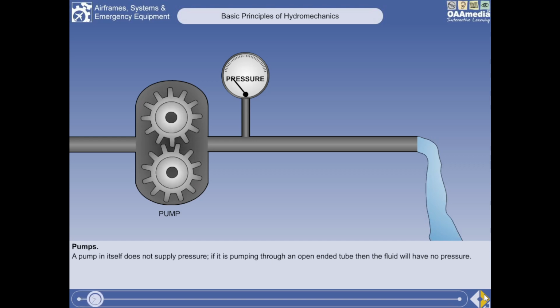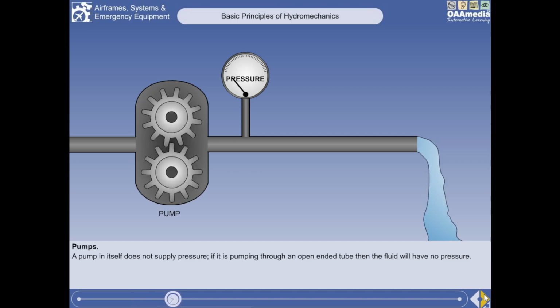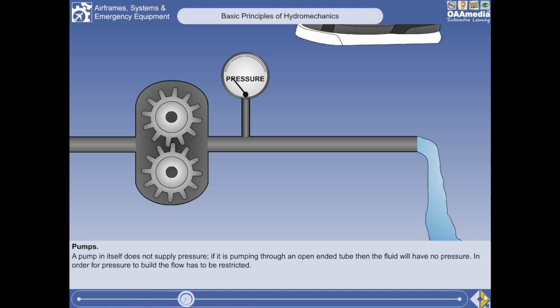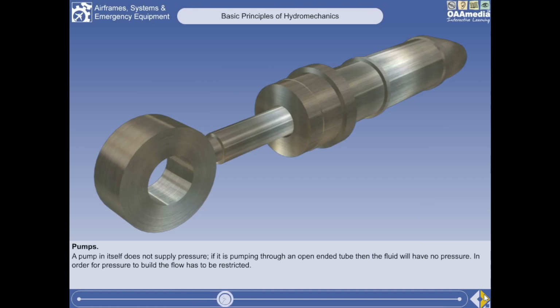For more complicated aircraft systems, a pump is required to deliver a flow of liquid into the system. It is worth noting that a pump in itself does not supply pressure. If it is pumping through an open-ended tube, then the fluid will have no pressure. In order for pressure to build, the flow has to be restricted. In aircraft hydraulic systems, this restriction is provided by movable pistons, which travel backwards and forwards in cylinders, known as hydraulic jacks or actuators.